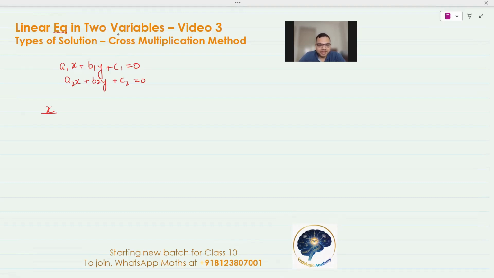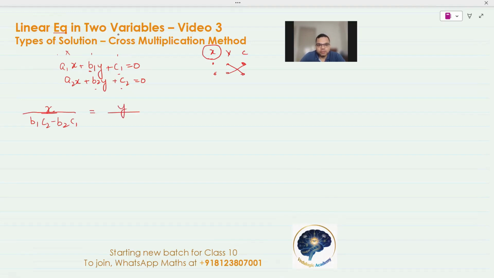So for x, we are not going to use the x column. We're going to use the y column and the constant column. So we're going to use b1 with c2 and b2 with c1. So it is b1 c2 minus b2 c1. So for x, this is x, this is y, and this is constant. So we are just using this minus this. So this is for x. So that's what I've written here, right?